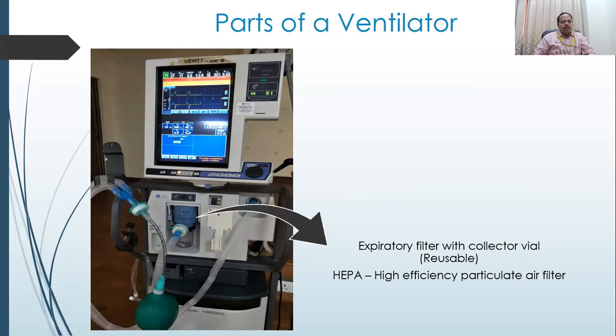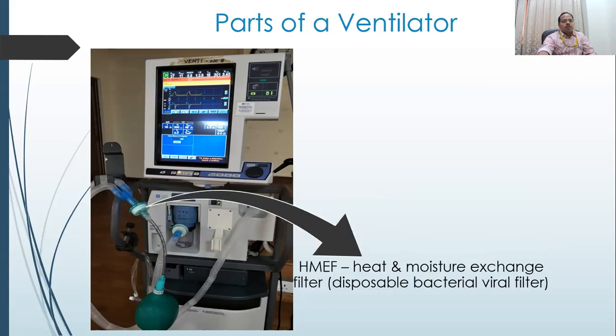Now I am showing you the filter which is supplied by the manufacturer itself. Whenever ventilators are supplied with a compressor, these are the type of HEPA filters which are attached to the expiratory part of the ventilator. HEPA stands for high efficiency particulate air filters, and these are supplied by the manufacturers themselves. Now I am showing you a different kind of filter which we call a heat and moisture exchanger filter. These are disposable, they are bacterial viral filters, and they need to be thrown away as and when required after use.